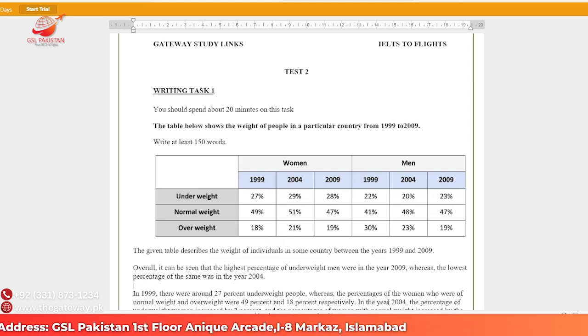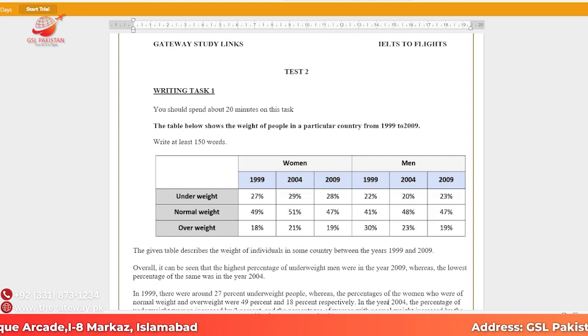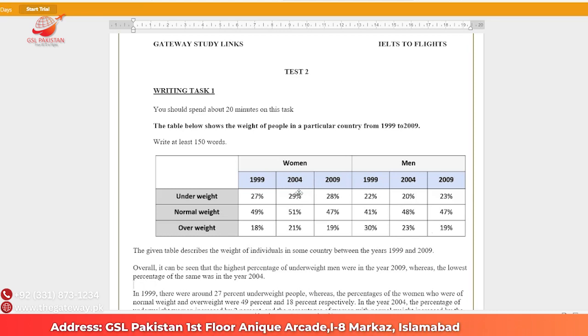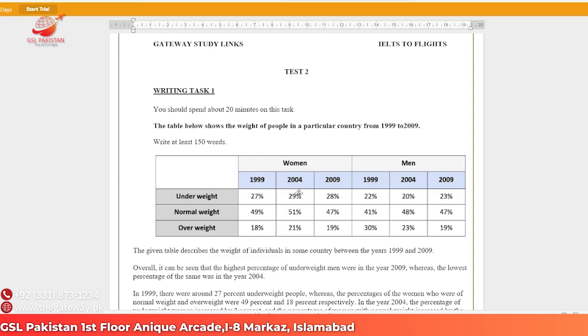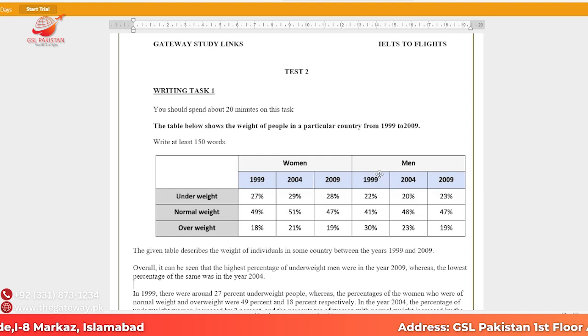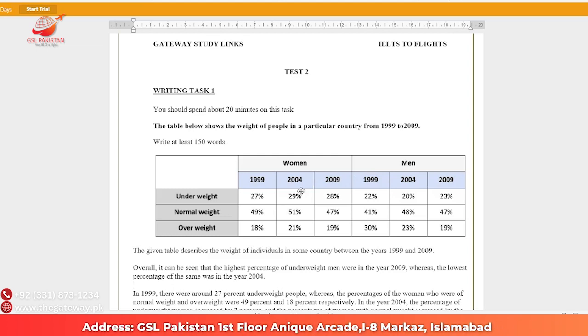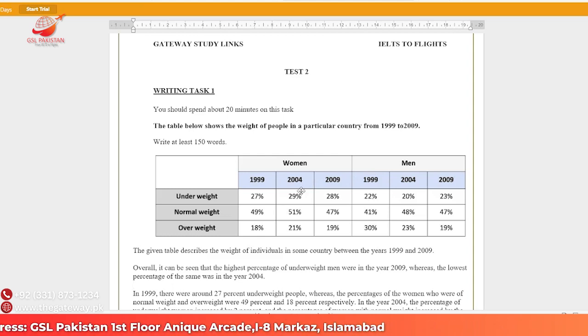Now the second part of the question is missing over here, but let me just say it for you. We basically have to summarize the information by selecting and reporting the key features, and we have to make comparisons where relevant. We have the data in front of us. It's a table, so it's always best to divide your data into two so you can write two body paragraphs, but over here it's already been divided into two. We have women and we have men and we have 3 years, so we have plenty of data to talk about, and of course you won't be able to talk about every single thing, so don't stress about this and just try to talk about some of the main things. You don't have to talk about every single thing.